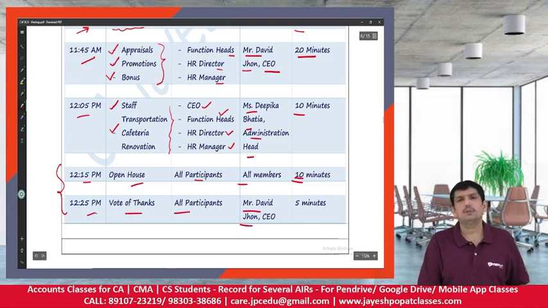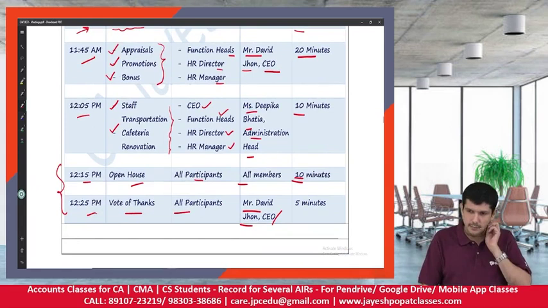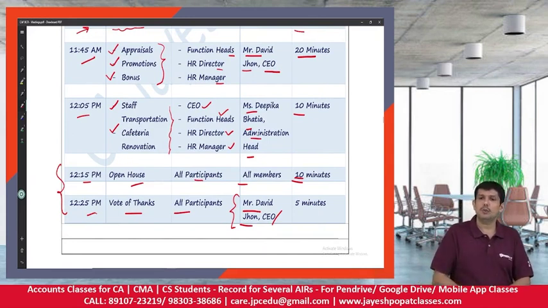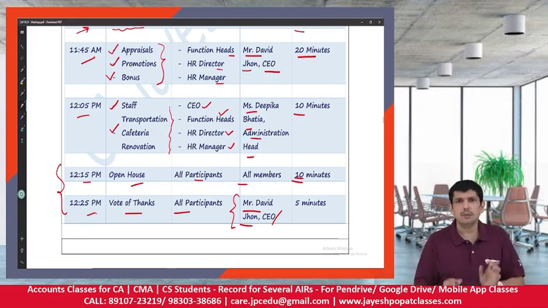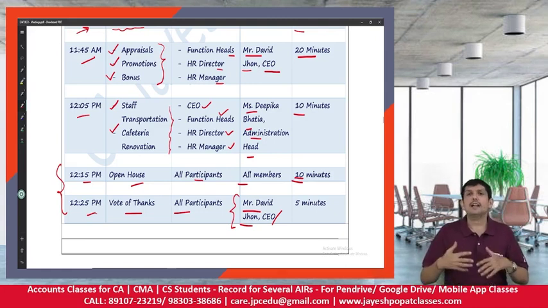The CEO is doing the vote of thanks, or maybe you could also have the HR director do this, but in this meeting we will have Mr. John as the chairperson, because he is the senior most person, so he is doing the vote of thanks. So this is how the agenda for this particular subject will be drafted. Is everybody absolutely clear about this, and do you feel confident in terms of drafting an agenda?